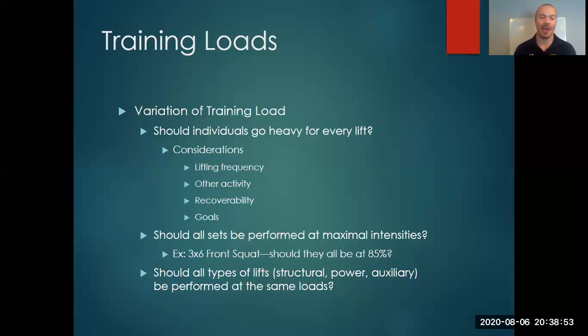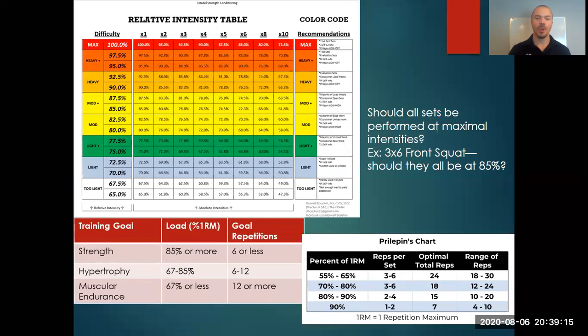So to ask another question, should all sets be performed at maximal intensities? For example, with a 3x6 front squat, should they all be at 85% of the 1 rep max of a front squat? Well, let's look back to our charts here, and we'll do a little bit more scribbling.